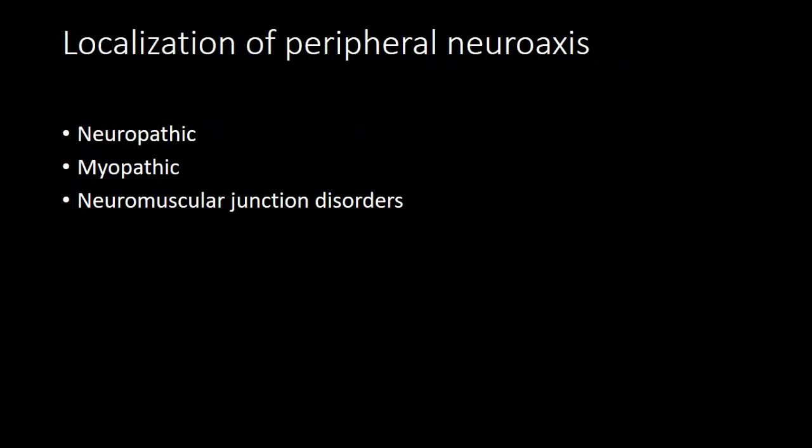Purpose remains the same, which is localization of the peripheral neuroaxis and seeing where the pathology is. But as we discussed last time as well, many times the blood test and other testing is helpful in giving us the etiology of the problem. But to localize the problem in the peripheral neuroaxis, nerve conduction studies and EMG are very, very helpful.